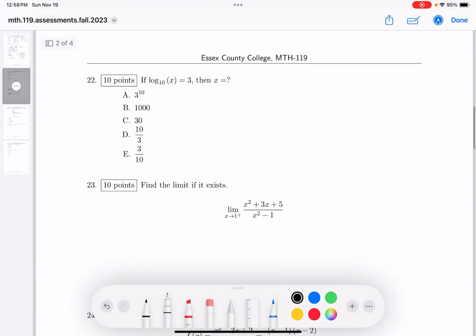Next page is another log problem. So let's write this down. And what does it say? Log base 10 of x is equal to 3. That's what's given. What do they ask for? What's x? Well, it looks pretty easy to do. x is going to be 10 cubed. What's 10 cubed? It's 1,000. That's going to be choice B now. All right, let's go to the next one.